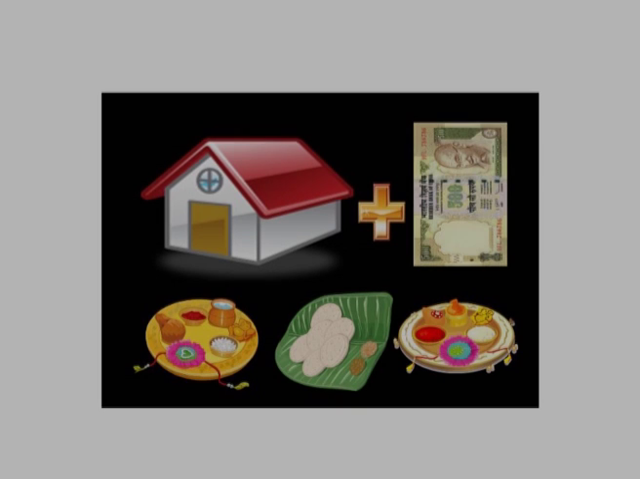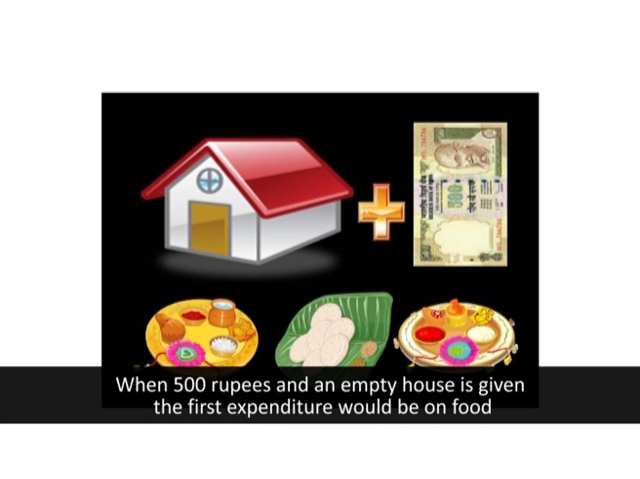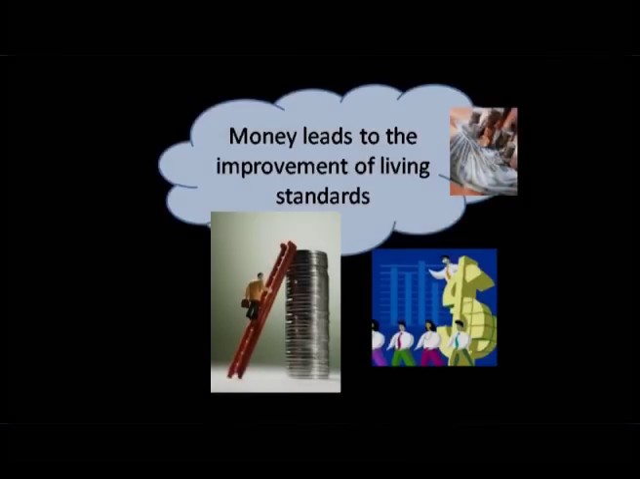Let's quote a very common example here. If you are given 500 rupees and an empty house, the first and the most basic expenditure would be, well, on food. Likewise, if you are given say about 50,000 rupees, you may consider luxury items such as buying furniture besides spending on food. The more money you have, the more the improvement of living standards. Similar is the case with slums as well.